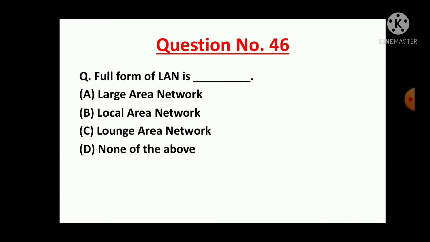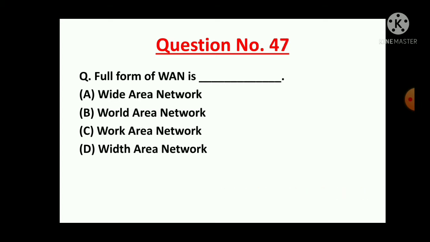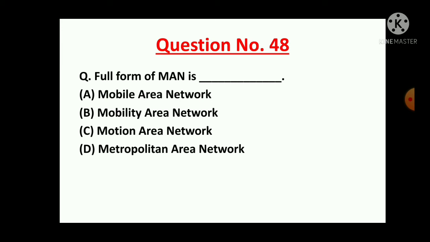Question number 46. Full form of LAN is large area network, local area network, lounge area network, none of the above. The correct answer is, we all know, local area network, which is a popular network. Question number 47. Full form of WAN is wide area network, world area network, work area network, and width area network. The correct answer is wide area network. Option A.